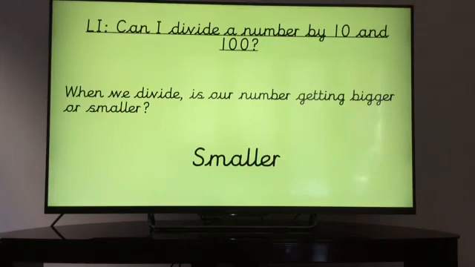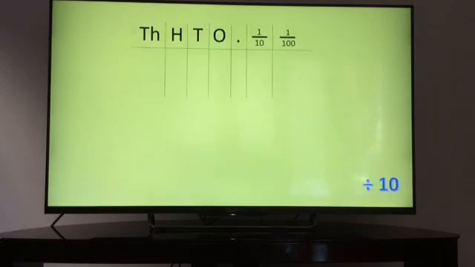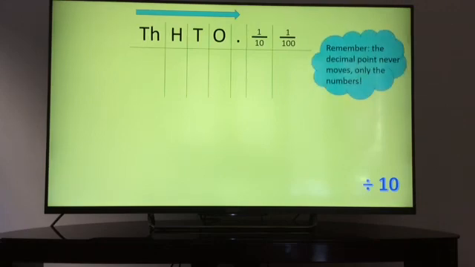Let's look back at the LI for today. Can I divide a number by 10 and 100? We know our numbers get smaller. Let's take a look at place value. When we are dividing, the numbers always move to the right, making the value smaller. However, the decimal point never ever moves, only the numbers.